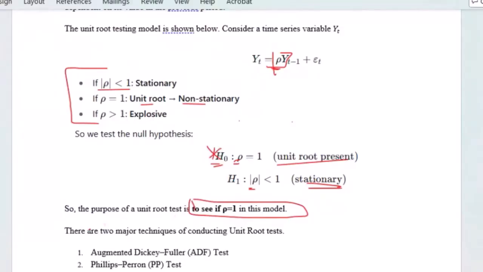And we are saying that there are two major techniques we use when conducting the unit root test. The first one is the Augmented Dickey-Fuller test, and the second one is the Phillips-Perron test.